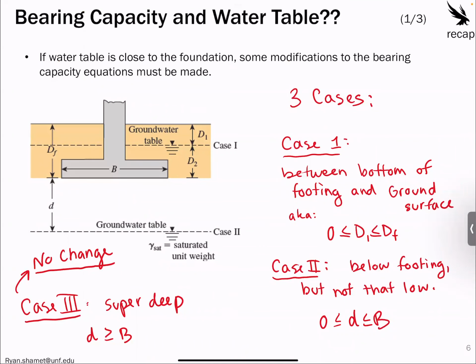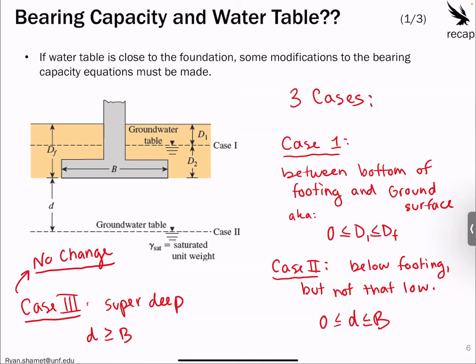The other thing that we went over was the water table, so how the bearing capacity equations will slightly change depending on where the water table is. The best way of looking at it is summarizing it into 3 cases. Case 3, there's no change. This is where the water table is super deep.